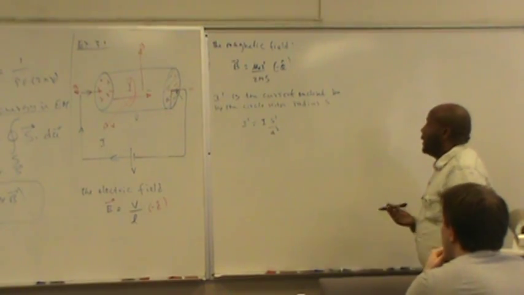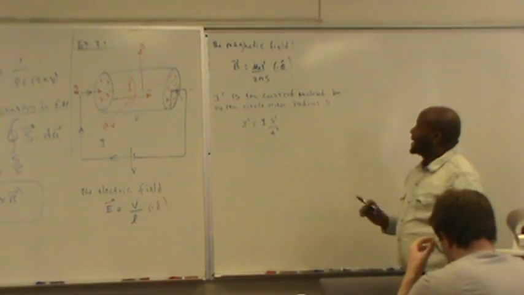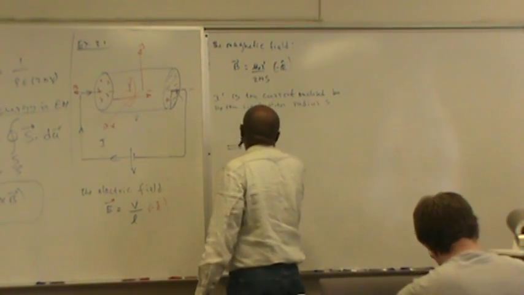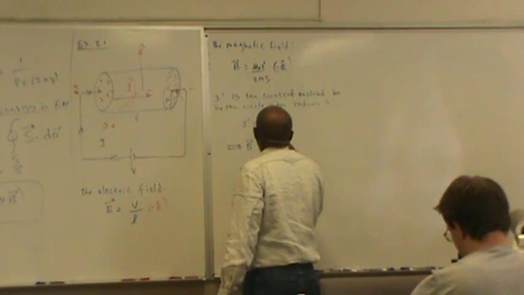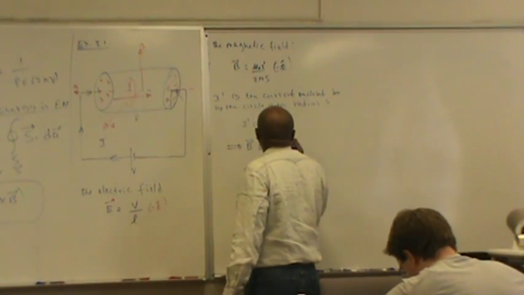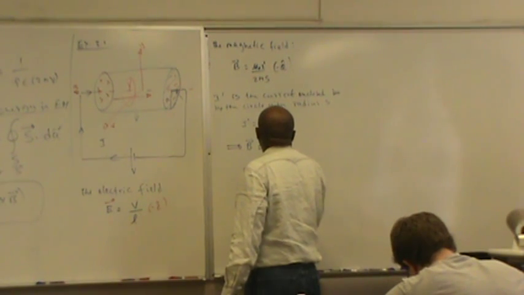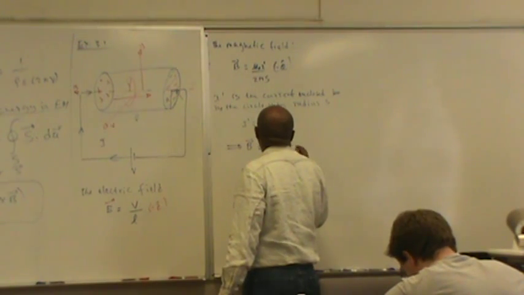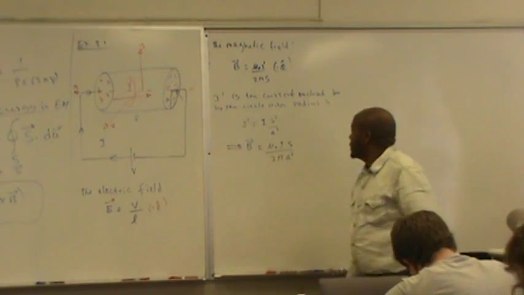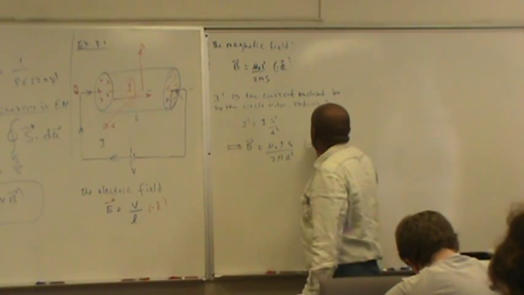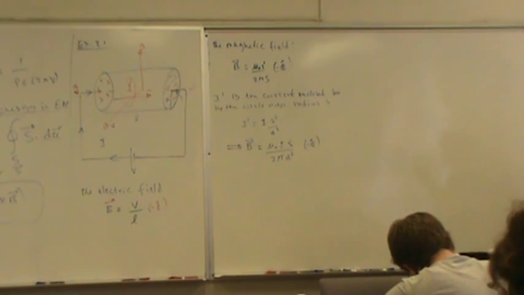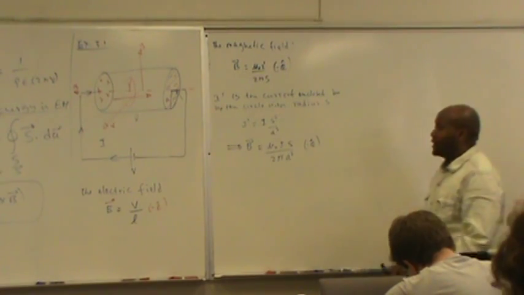So that's going to be the current, so that will give you a magnetic field B equals mu naught I prime, where I prime is I S squared over 2 pi S squared, along the minus phi direction. All right, so we have the magnetic field, we have the electric field.